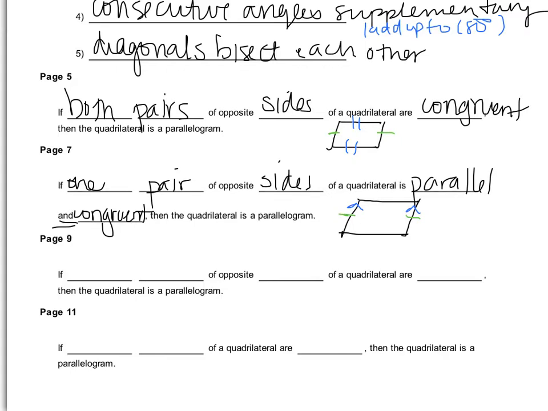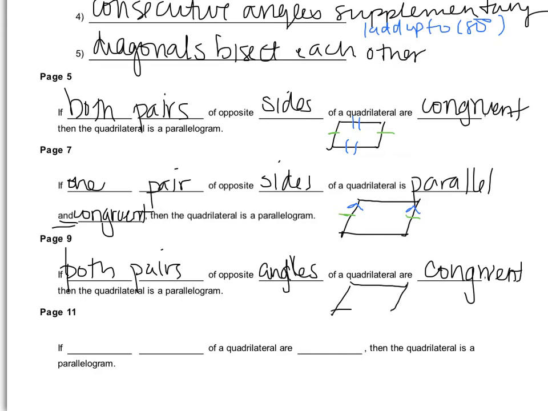The third statement says that if both pairs of opposite angles of a quadrilateral are congruent, then the quadrilateral, that also makes it a parallelogram. So if I have a shape, and I'm given that the bottom left and the top right angle are congruent, and the top left and the bottom right angle are congruent, then it has to be a parallelogram.